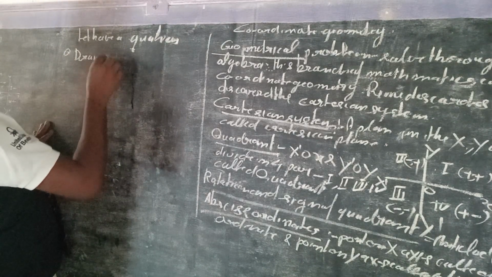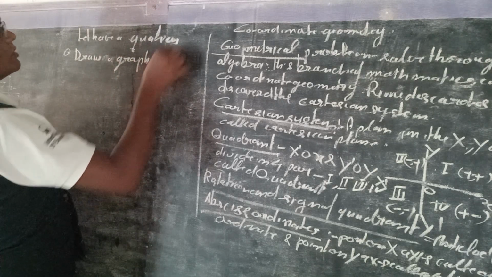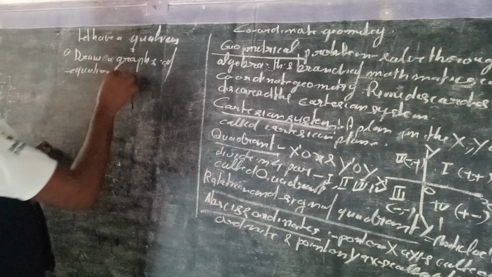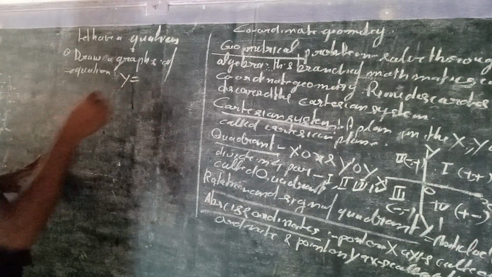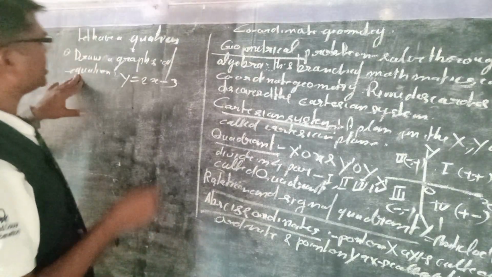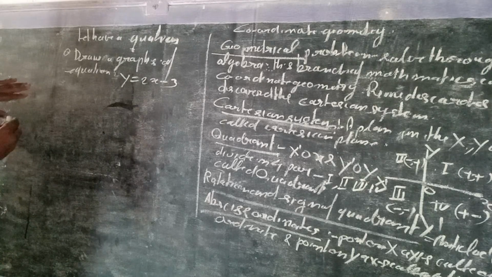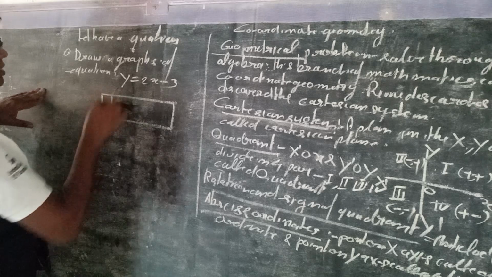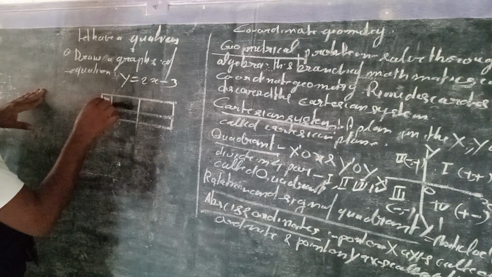Draw a graph of the equation y is equal to 2x minus 3. Suppose we make the quadrants. Here is y is equal to 2x minus 3, and suppose we make a rectangular box with two columns: here is x, and here is y.